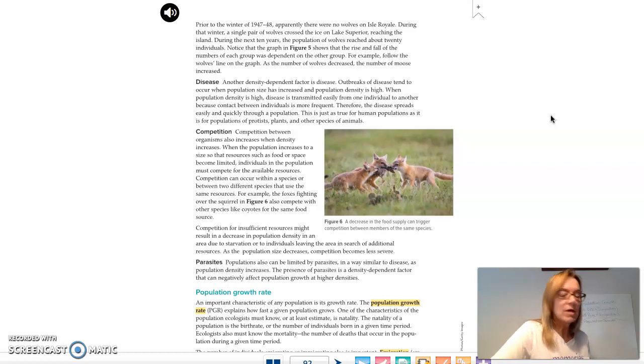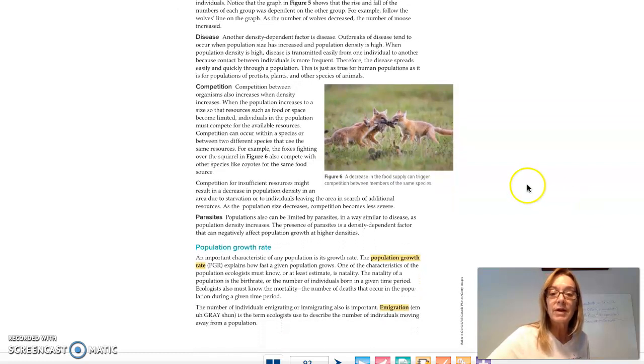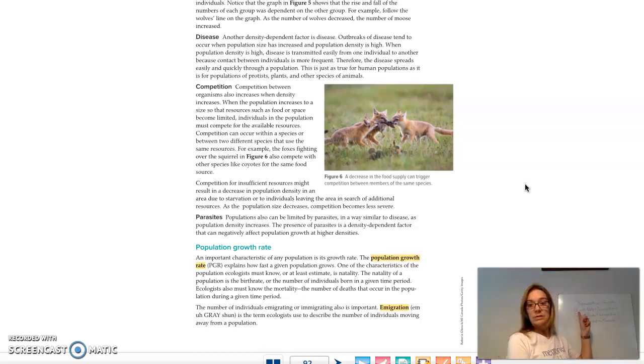So the first thing we're going to talk about really is on page 92, and it's down here at the bottom, and it is the growth rate or population growth rate. And so the first thing we need to know is that emigration and immigration, which are two of your vocabulary words. So, as I said last night, emigration is exiting the population and immigration is entering the population. And so, population growth rate is the birth rate plus immigration minus the death rate plus emigration will give you your total growth.